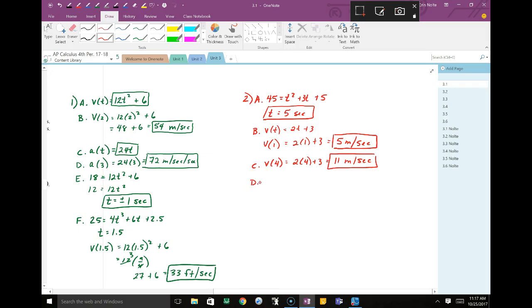D. What is the balloon's velocity when it's 45 feet high? Okay, how do I do that? Good, so we start with the position because we got to figure out when it's 45 before we can figure out its velocity. Oh, we already know. Oh, that's good. That was nice of them to give us a nice number. So all we have to do is plug 5 in, huh?